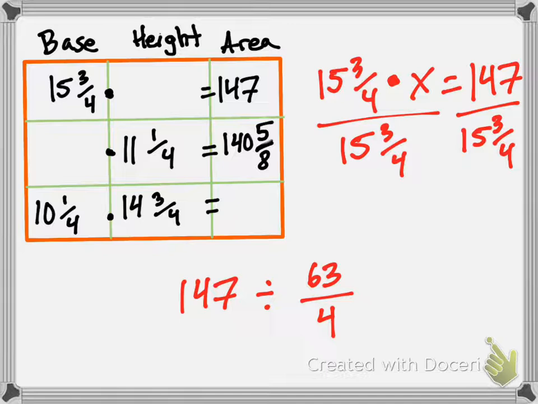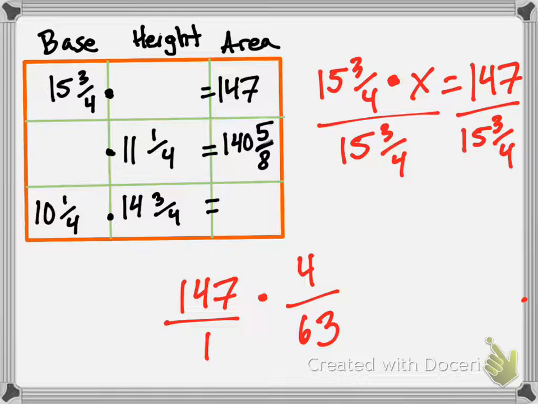But I don't want to do it like this. I want to Kentucky chicken fry it. So we're going to turn it into keep, change, flip. It's going to be 147 times 4 over 63. Now, here's another hint for you. I want to do as little work as possible. So I want to cross-cancel some things.